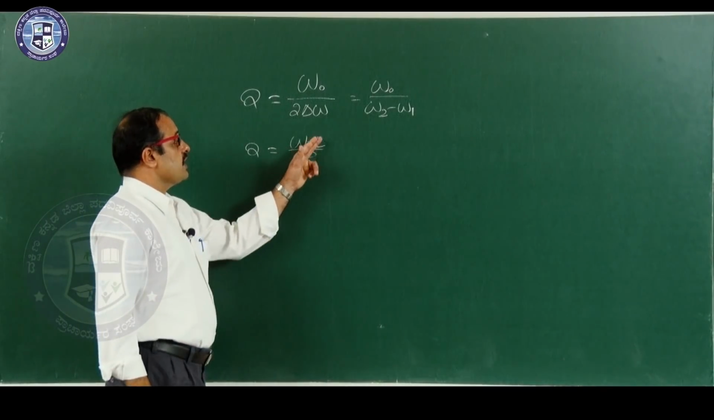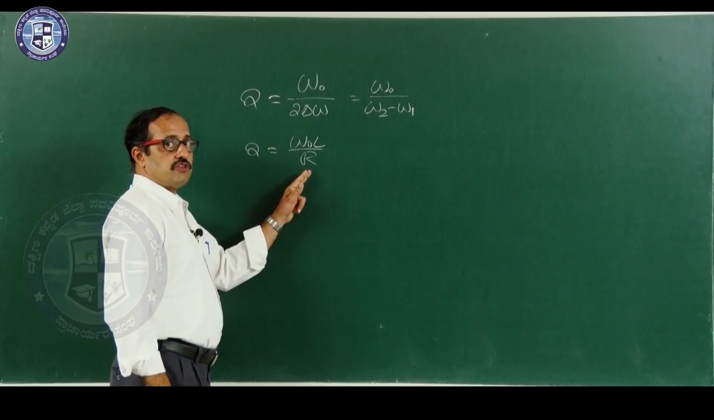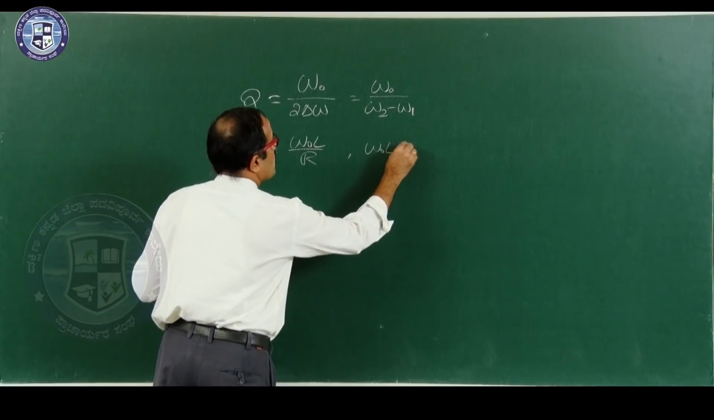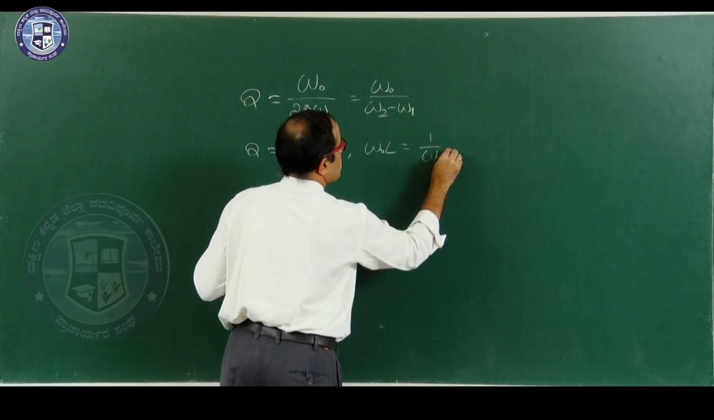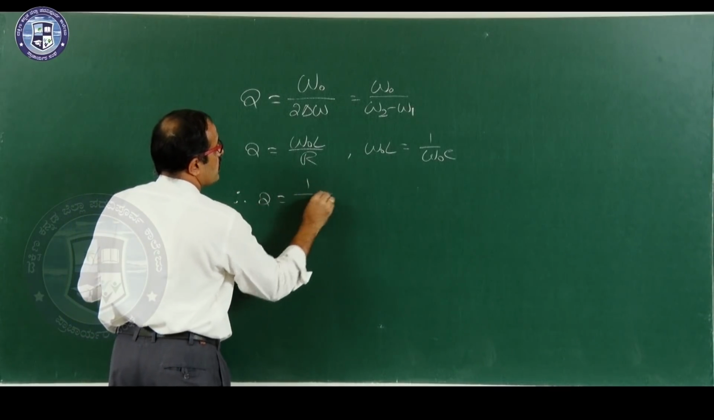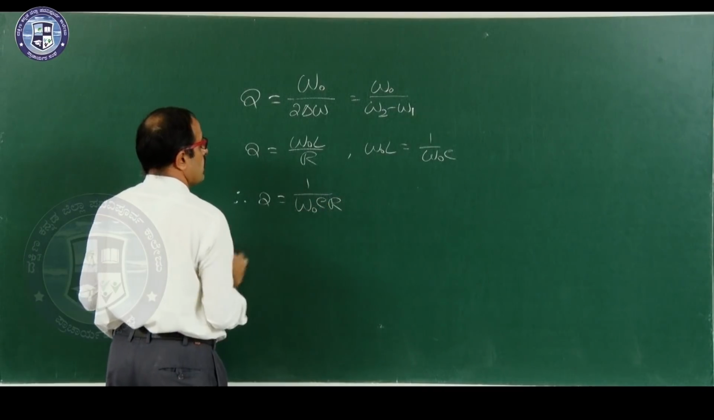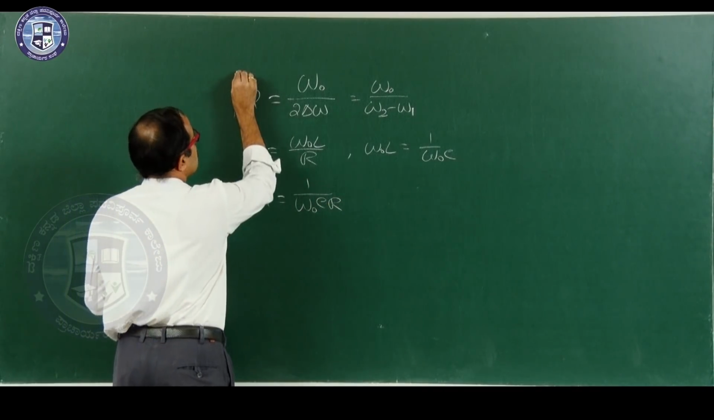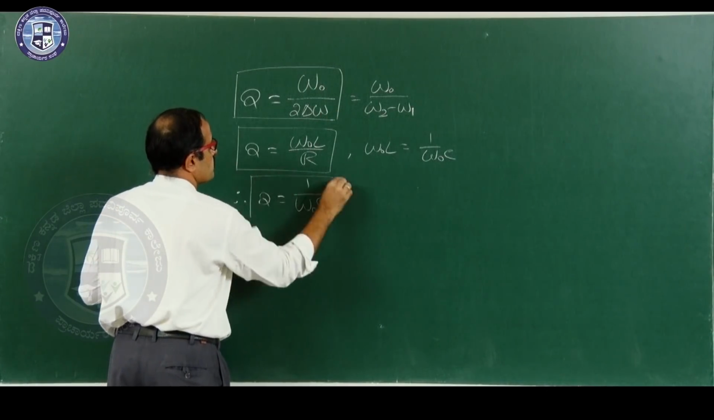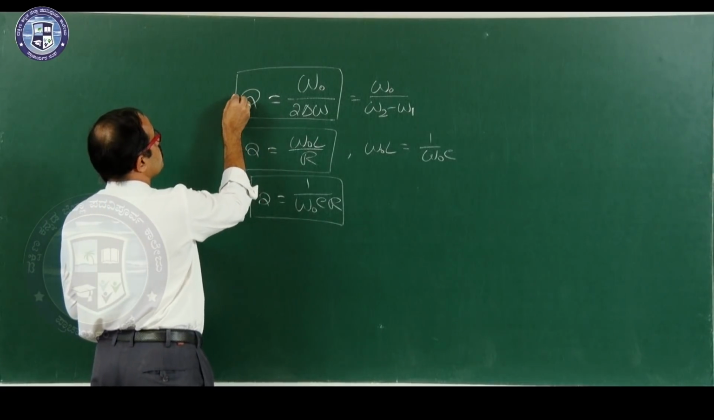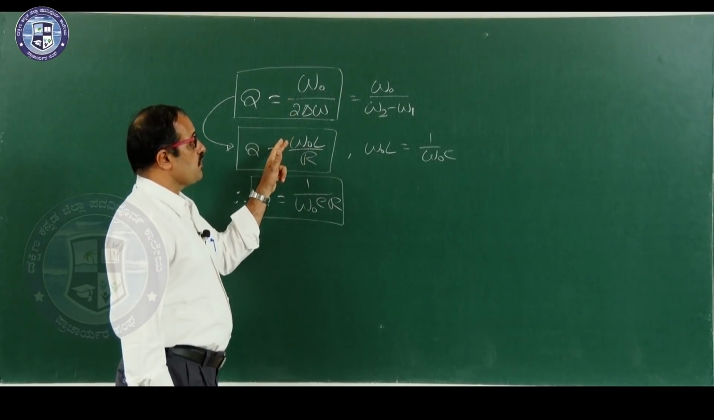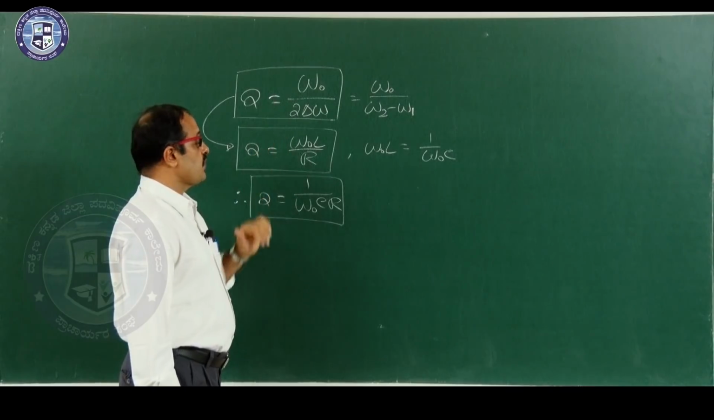What is omega naught L? Inductive reactance at resonance divided by resistance of the circuit, the LCR circuit. And we know omega naught L at resonance is also equal to 1 by omega naught C. Therefore, quality factor is equal to 1 divided by omega naught C R. So, these are the 3 equations for quality factor. Now, from this we derive the second equation. This derivation you can expect for 5 marks.